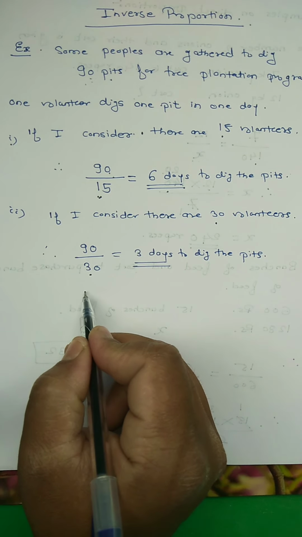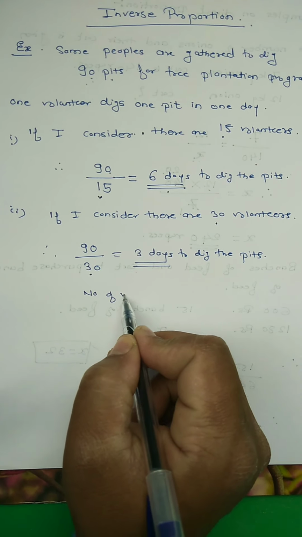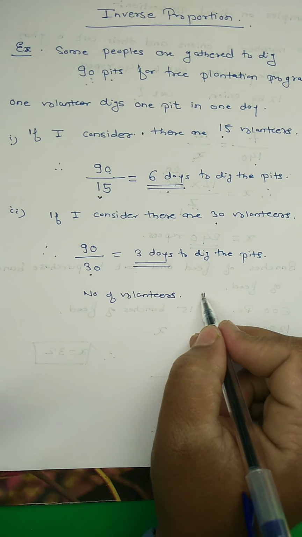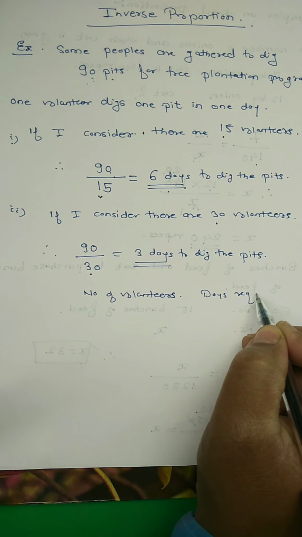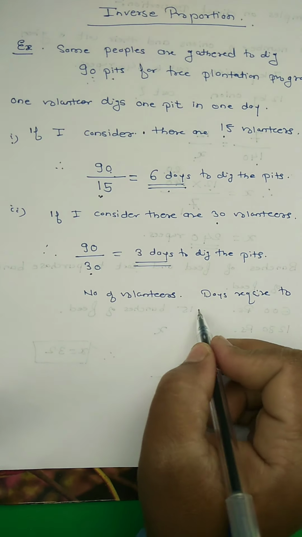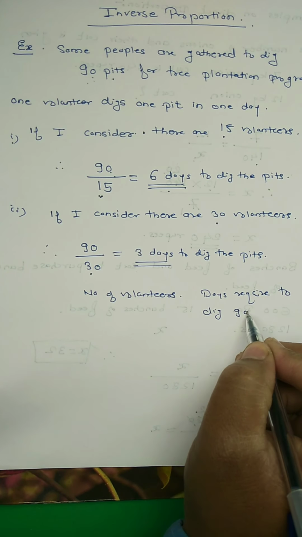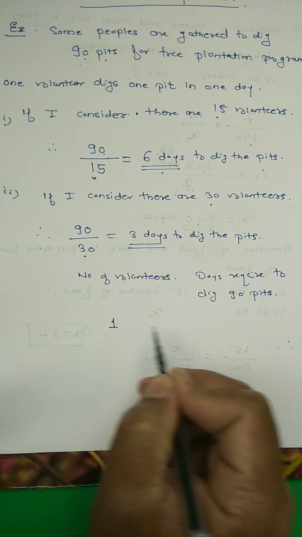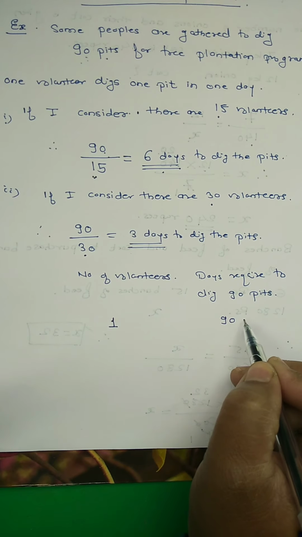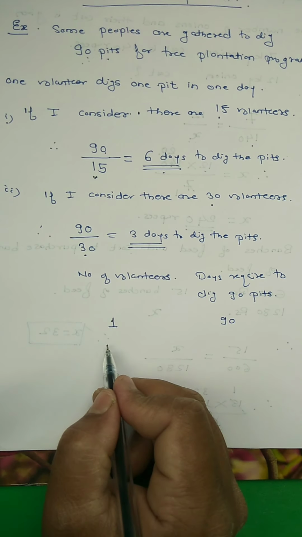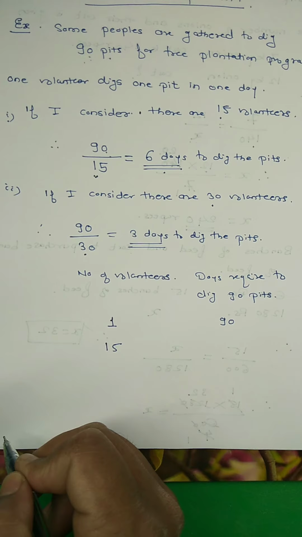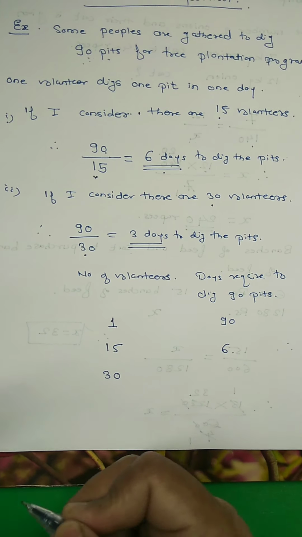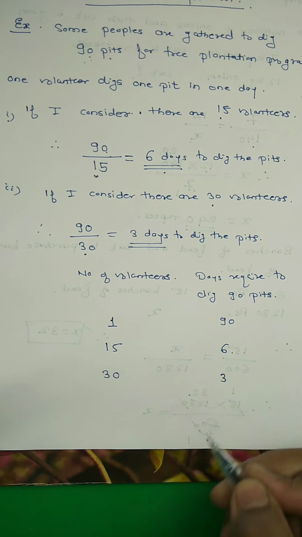Here suppose I consider the number of volunteers and the days required to dig 90 pits. In the first case the number of volunteers is 1, then how many days are required? 90. In the second case the number of volunteers becomes 15, then 6 days are required. In the third case, if the number of volunteers becomes 30, then 3 days are required.